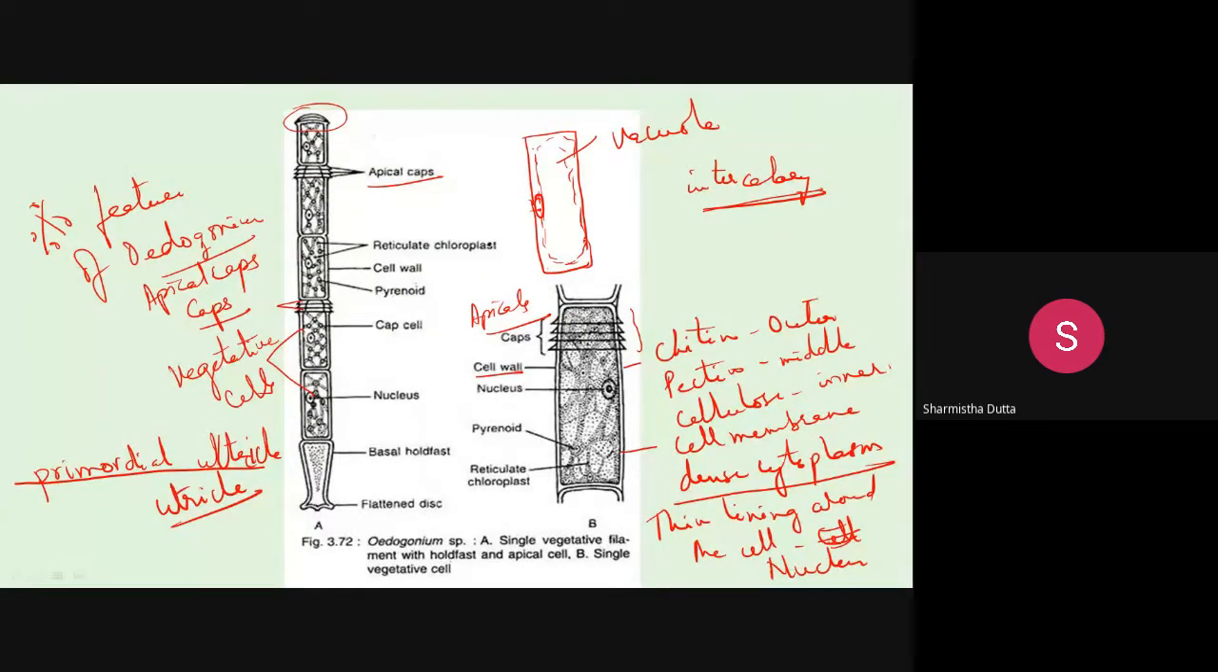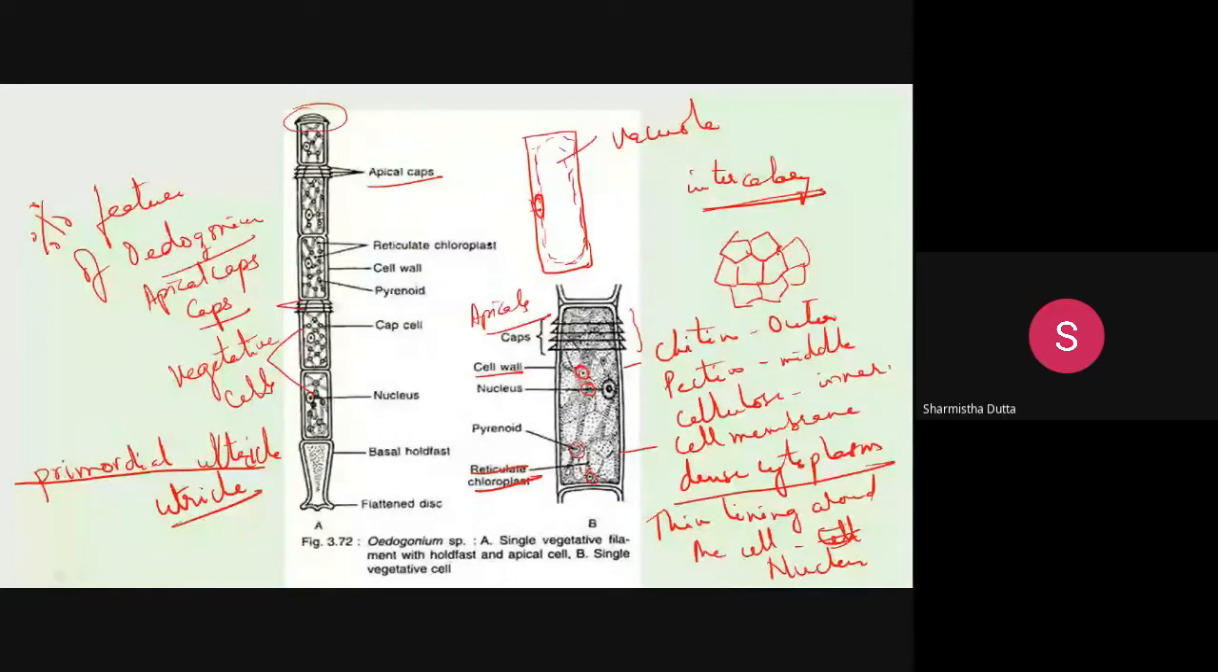In this thin, dense cytoplasm, it shows the reticulate chloroplast. The chloroplast is in the form of a network you can make out. And at the intersections of these chloroplasts, you find numerous pyrenoids. There are numerous proteinaceous bodies called pyrenoids. So chloroplast is reticulate type. Reticulate means it forms like a network. Like this, you find bands throughout the cell in the cytoplasm.